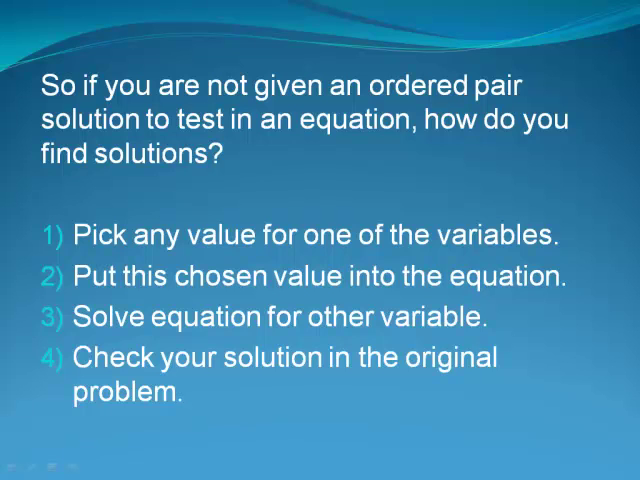So, if you are not given an ordered pair solution to test in the equation, how do you find solutions? Well, here's what we're going to do. If you're trying to find solutions for an equation and you're not given ordered pairs to test, then first of all, pick any value you want for one of the variables. So pick an x or pick a y. Second step, put this chosen value into the equation. Step 3, solve the equation for the other variable. You'll now have an x value and a y value. And your fourth step is check your solution in the original problem to make sure that it works.